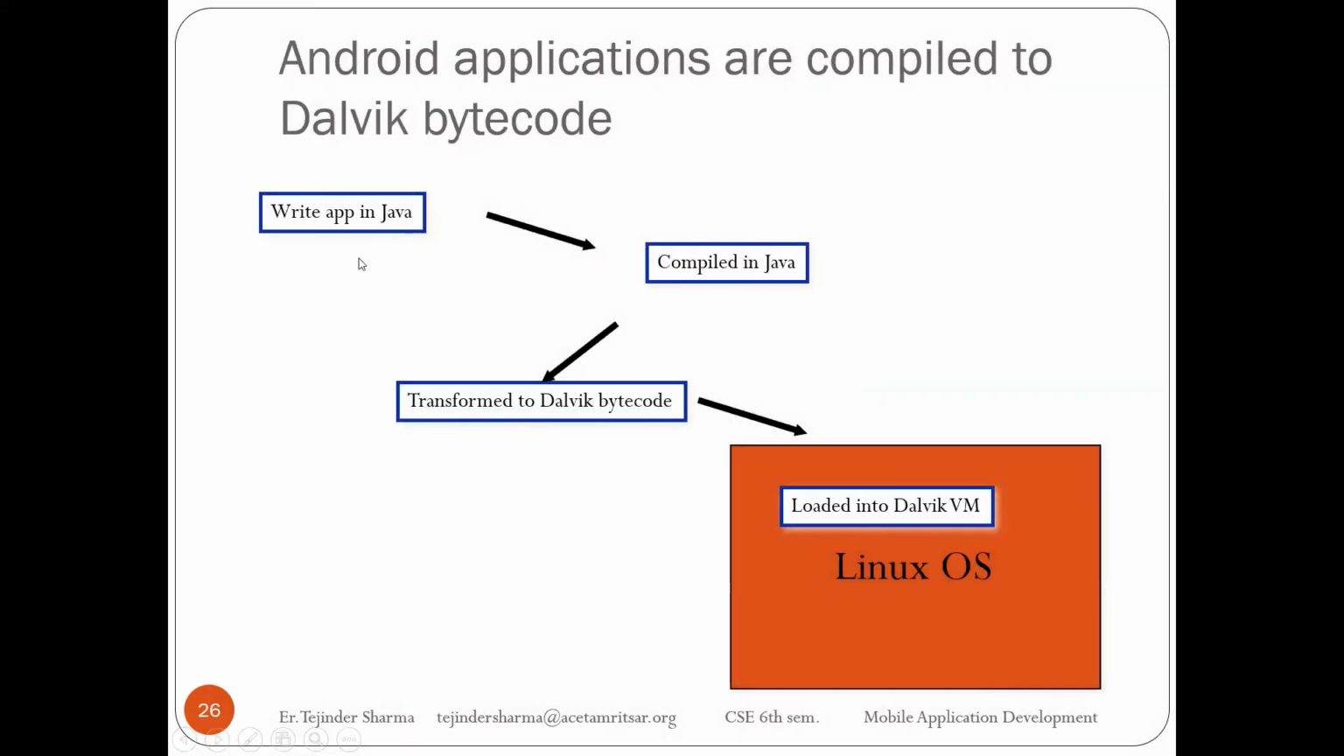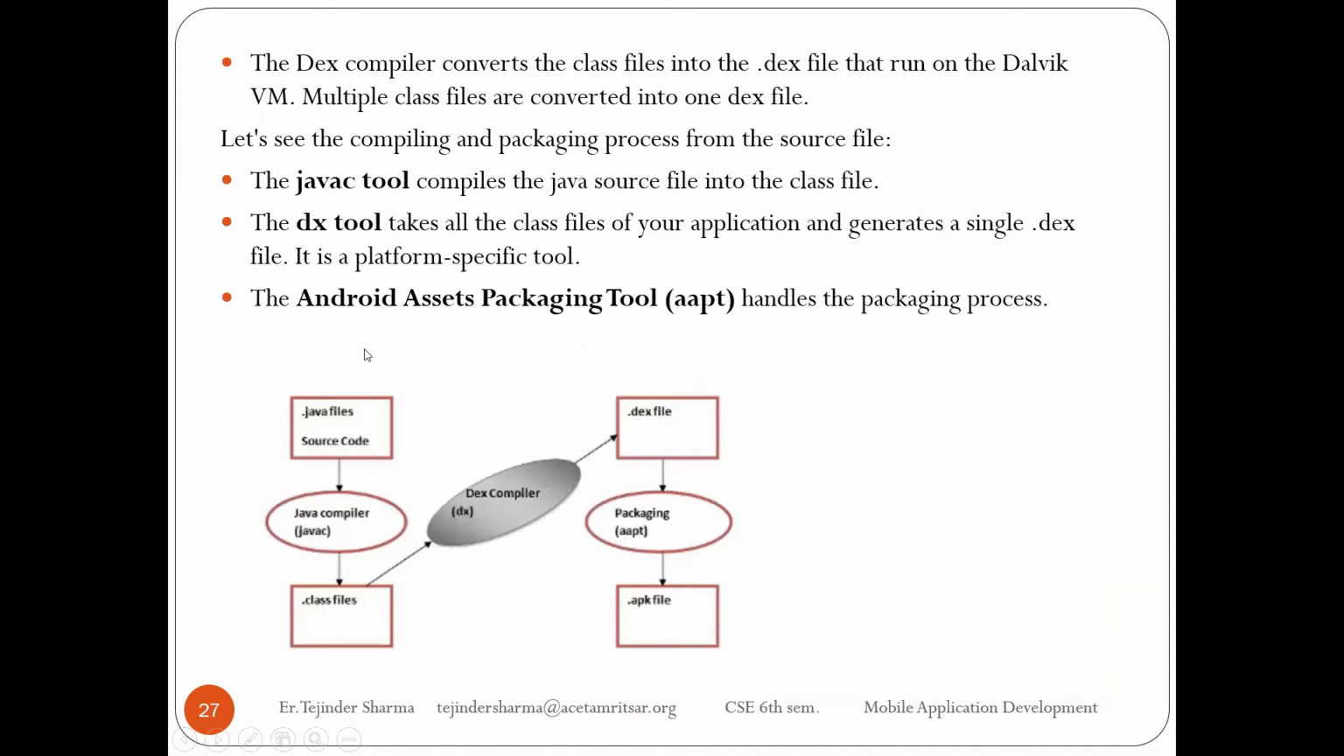Then this is the flowchart. Write the app in Java, compile in Java using javac, then transform into the Dalvik bytecode. That Dalvik bytecode will be loaded to the Dalvik virtual machine and its entire kernel will be in Linux. So it will be able to execute your code. So this is the short flowchart where the Java file is the source file of the activity.